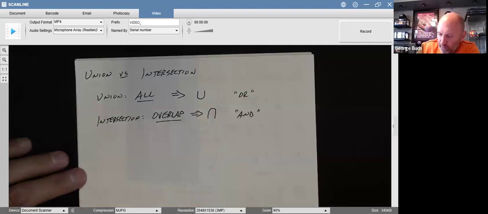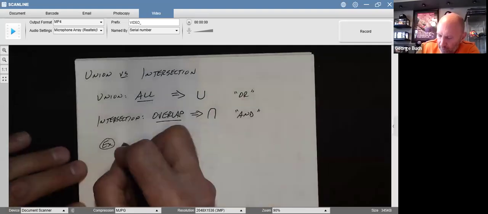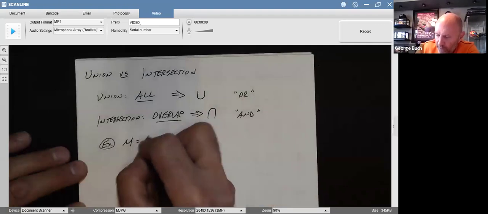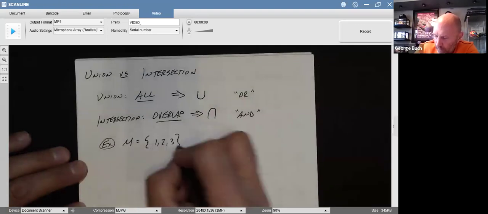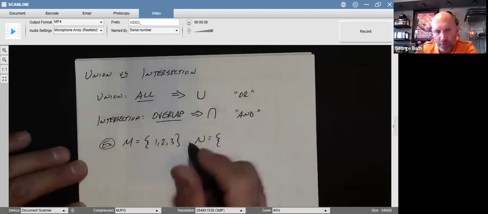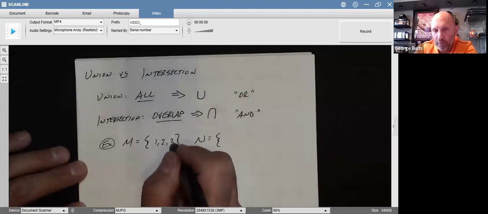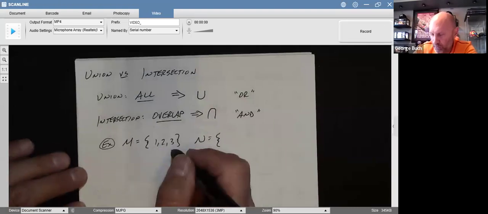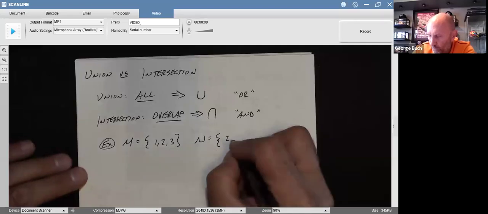So let's just look at a quick example here. So let's say I have some set M, which has this brace, and maybe it's 1, 2, 3, and N. And when we have these braces, it means just that value. Just 1, just 2, just 3. And you'll see why in a minute when we start talking about our interval notation. And let's say N is 2, 4, and 6.